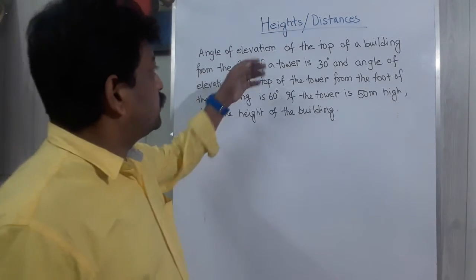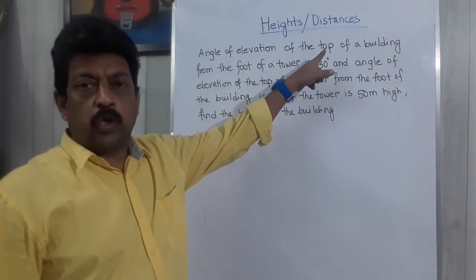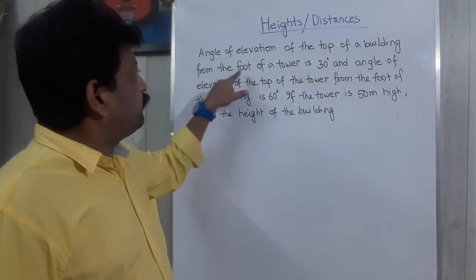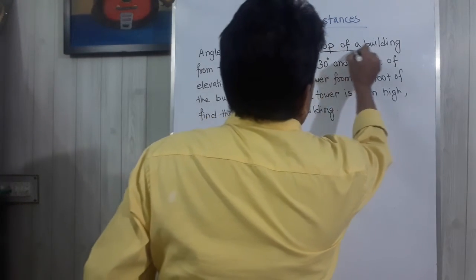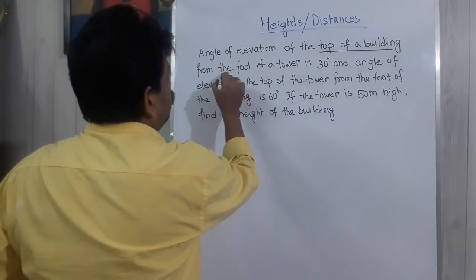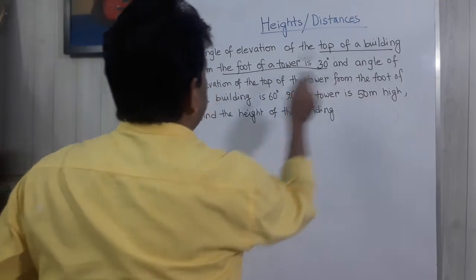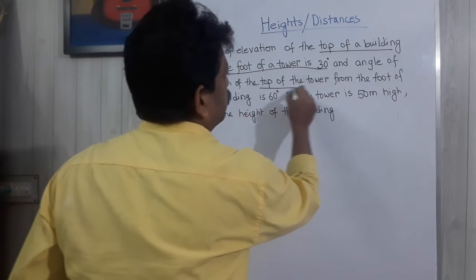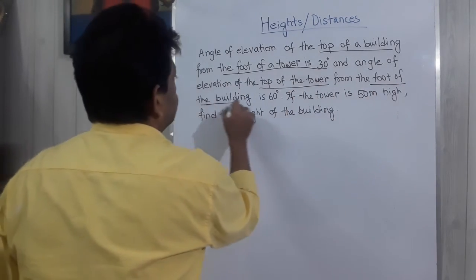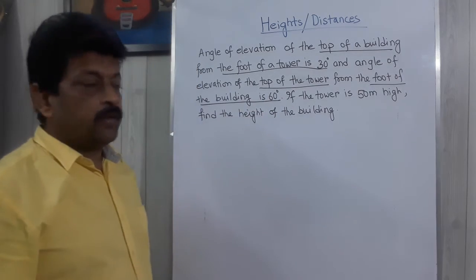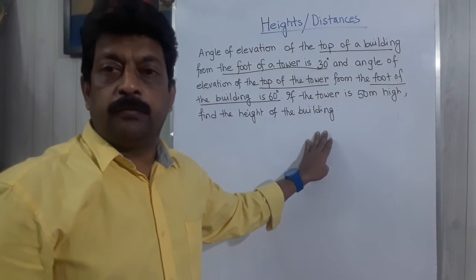Student, this is the next question. The question says the angle of elevation of the top of a building from the foot of a tower is 30 degree, and the angle of elevation of the top of the tower from the foot of the building is 60 degree. If the tower is 50 meter high, then find the height of the building.